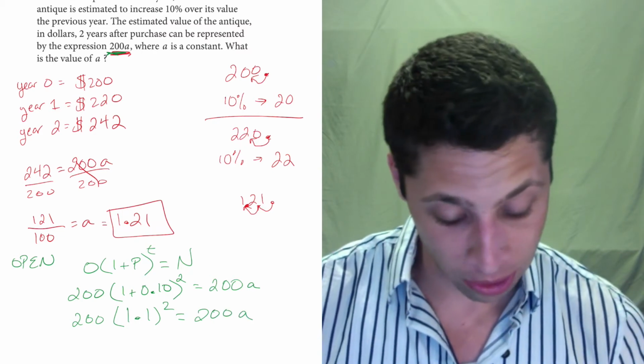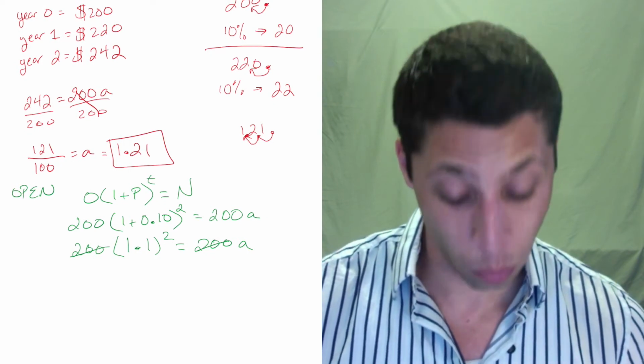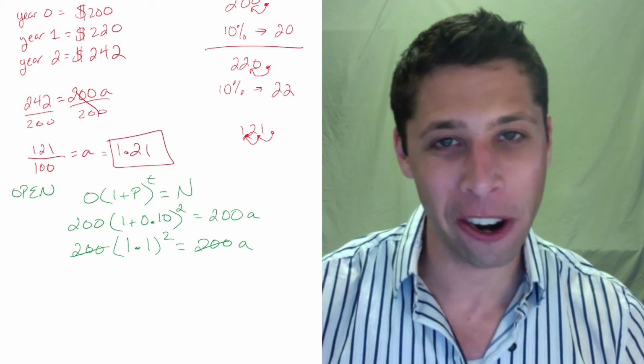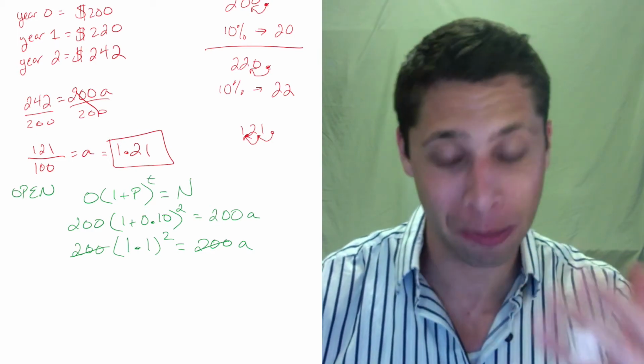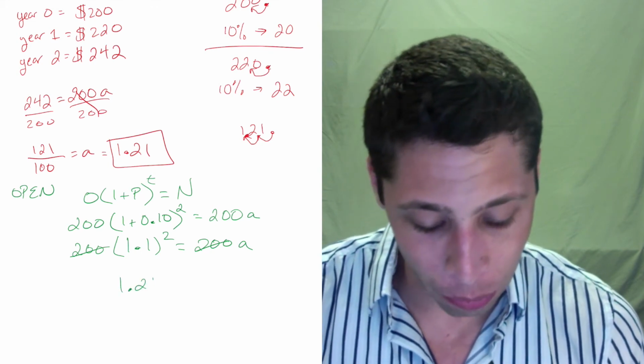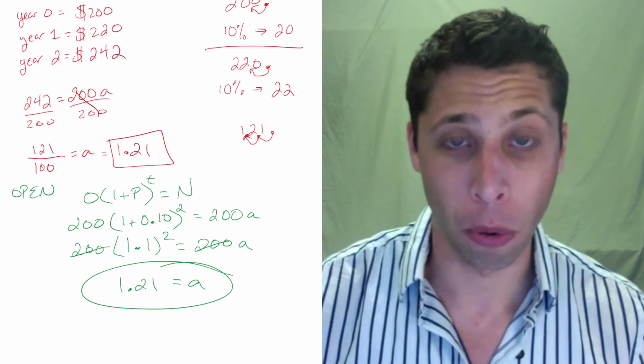Because of the algebra, we can cross out those 200s. And now it's really just 1.1 squared, which, again, if we're clever with arithmetic, isn't hard. That's really just 11 times 11 with 2 decimals. But we could do it the long way if we needed to. But we're going to get, either way, 1.21 is equal to a, which is what we got before.